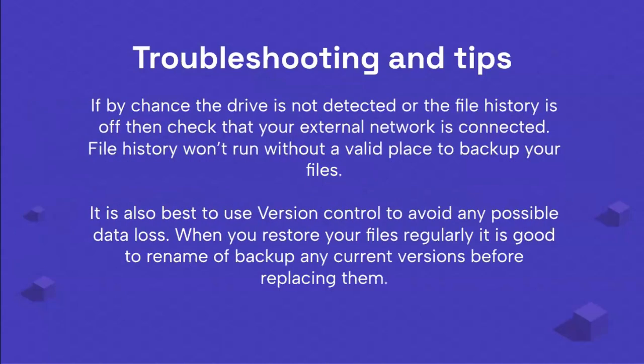If by chance the drive is not detected or File History is off, then check that your external or network drive is connected. File History won't run without a valid place to back up your files. It is also best to use version control to avoid any possible data loss. When you restore your files regularly, it is good to rename the backup of any current version before replacing them.